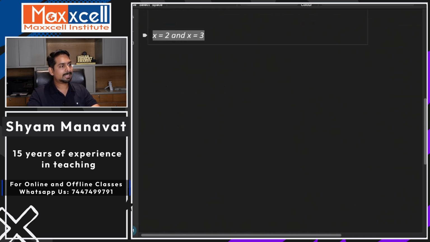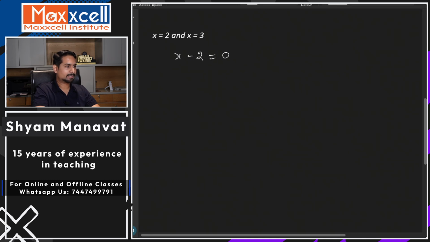Suppose I start from here, root, x is equal to 2 and x is equal to 3. Can I say here, if x is equal to 2, can I say x minus 2 equal to 0 if I take 2 the other side? Yes. Here, if I have x is equal to 3, if I take 3 the other side, is that x minus 3 equal to 0? Correct? Now tell me one thing.